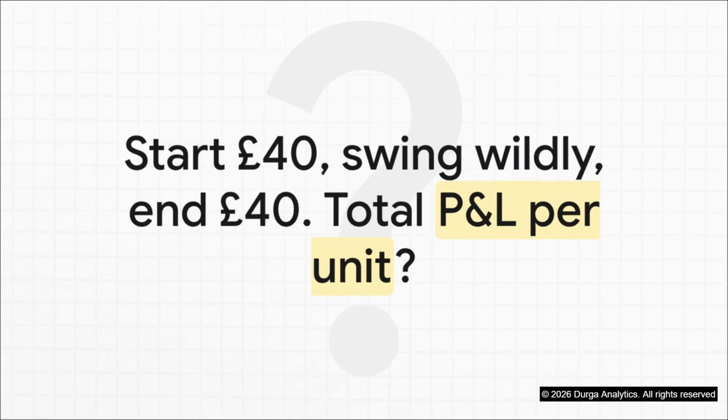Let's test that math intuition one last time. You hold a fixed position. The price starts at 40 pounds, jumps up to 55 pounds, drops to 38 pounds, and ends exactly at 40 pounds. What is your total P&L per unit? It's 0, exactly 0. Since the start and end prices are completely identical, the fixed position nets nothing. This proves the telescoping concept perfectly. The chaotic path in between is totally irrelevant as long as the position stays fixed.